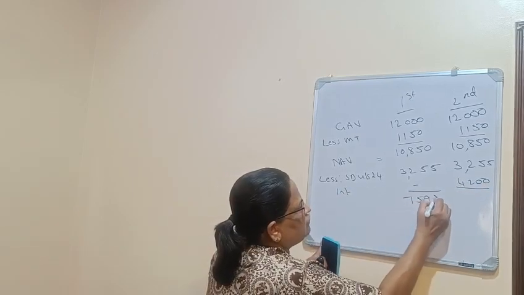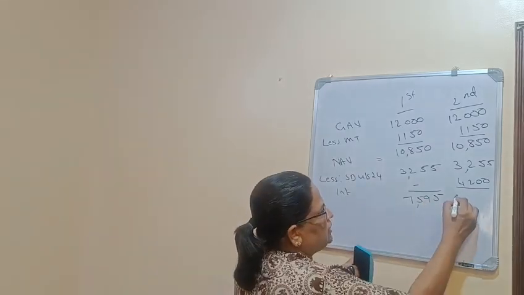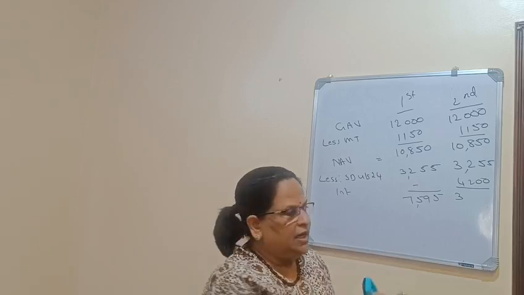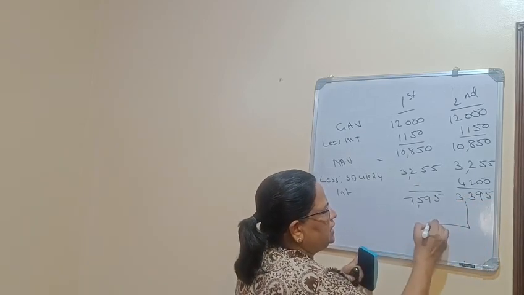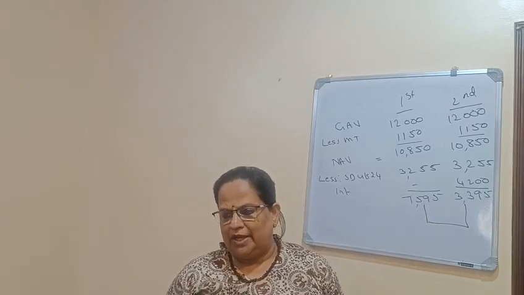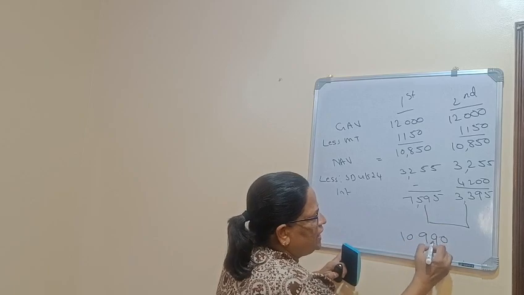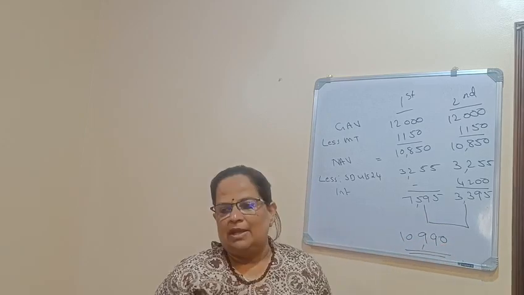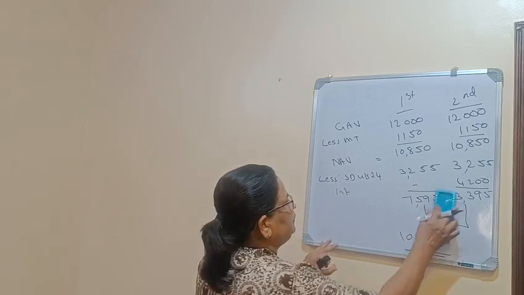Here it is 7,595. Next is 3,395. So here the computation is asking the income from house property. Add these values together, you will get 10,990. This is the income from let out house property. Now we will do the third problem.